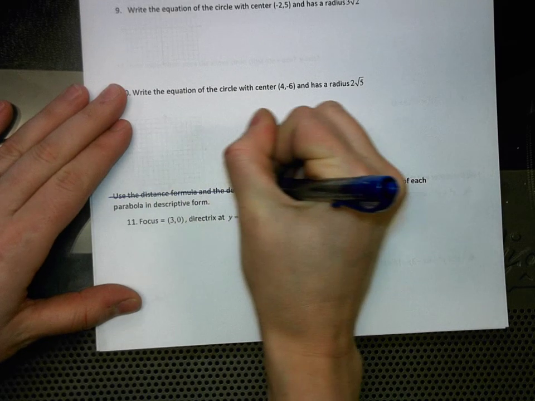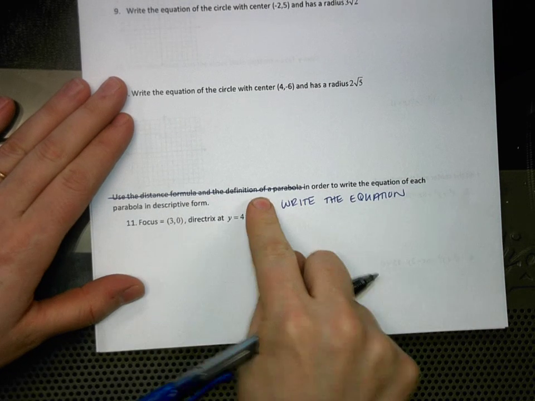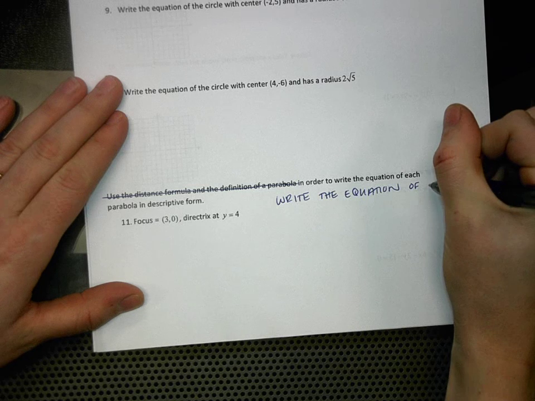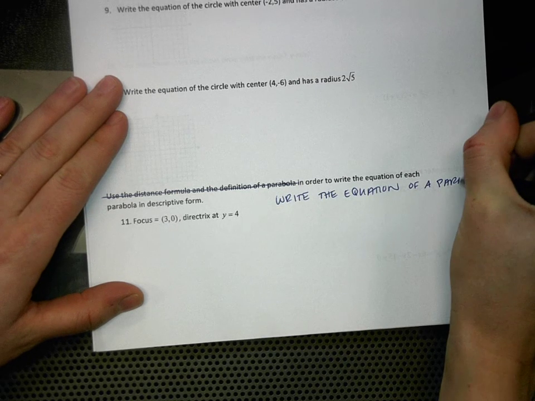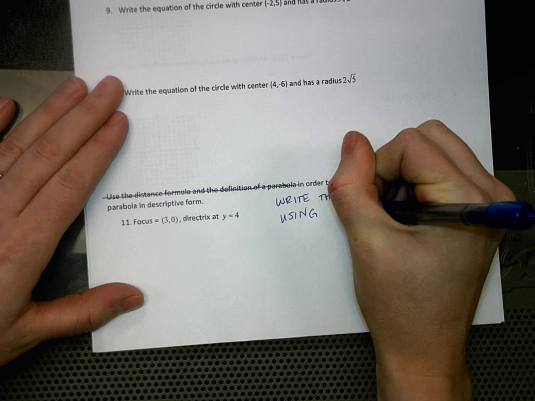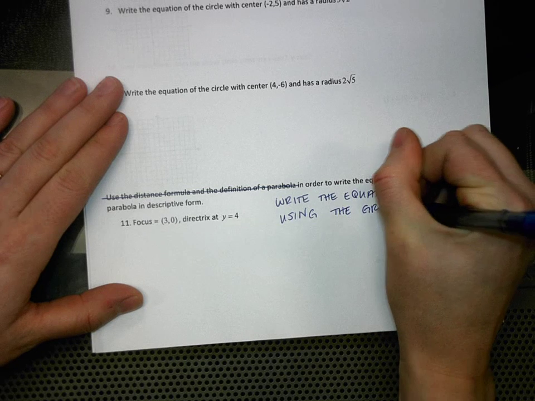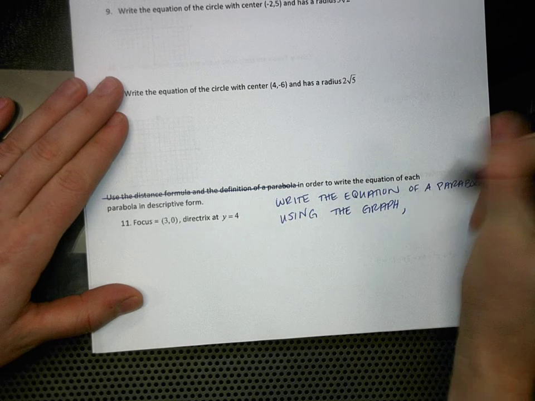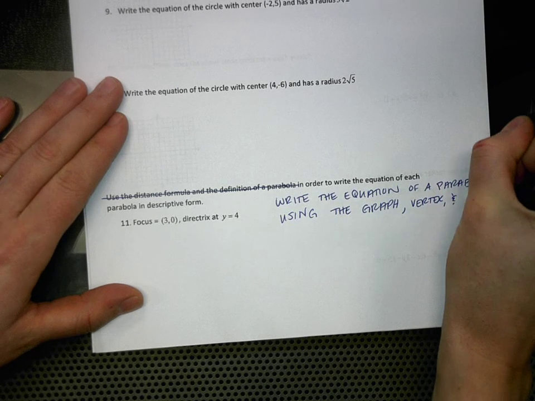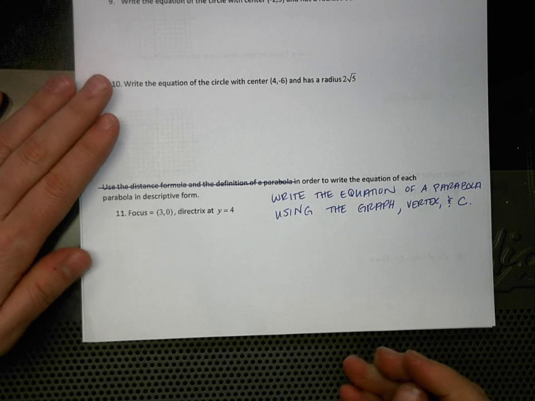Without having to derive from the distance formula or the definition, we're going to write the equation of a parabola using the graph and some information from the graph. We're going to use the vertex and the c value. We'll have to find the 4c value in order to write the equation.